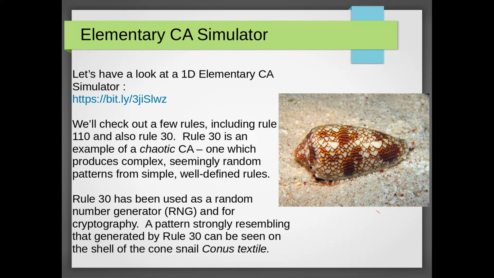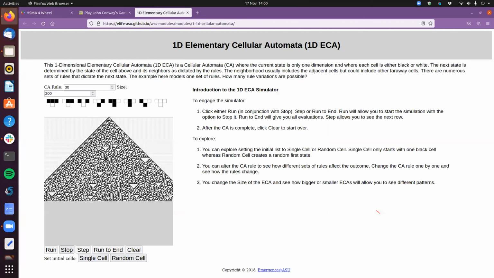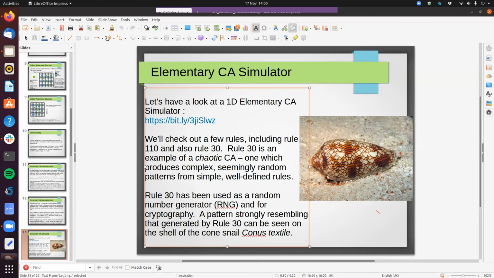Now, I think this is really weird. So you remember that pattern. In fact, let's just scroll back to it. Here we are. This is the shell of the cone-snail Conus textile, which has that pattern on it.